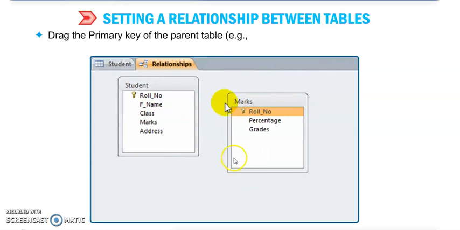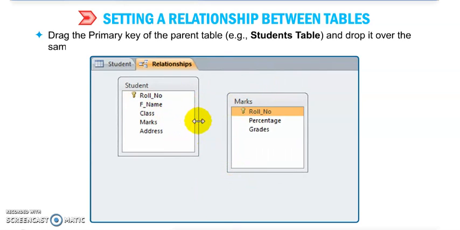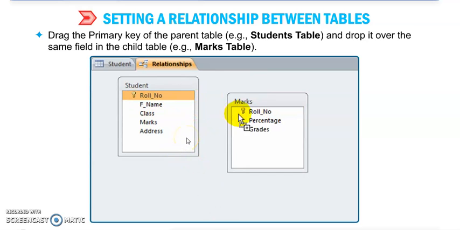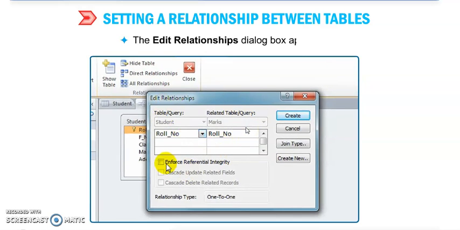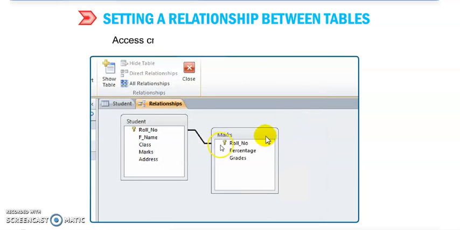After that, drag the primary key of the parent table. Parent table means the main table, okay, the student table, and drop it over the same field in the child table, the marks table, like this. You can see the preview. In our example, roll number is the primary key. So the edit relationships dialog box appears. After that, click on the create button. Access creates the relationship between the tables. You can see this line shows it has made the relationship between these two tables.